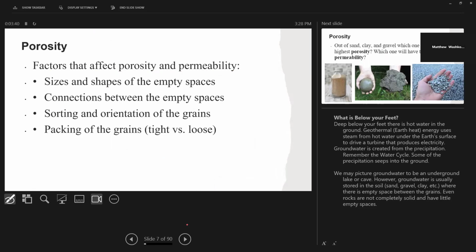So, what are the factors that affect it? Well, it's the size and the shapes, it's the connections between them, it's how the grains are sorted and oriented, and it's how tight or loose those grains are. So again, write that down.